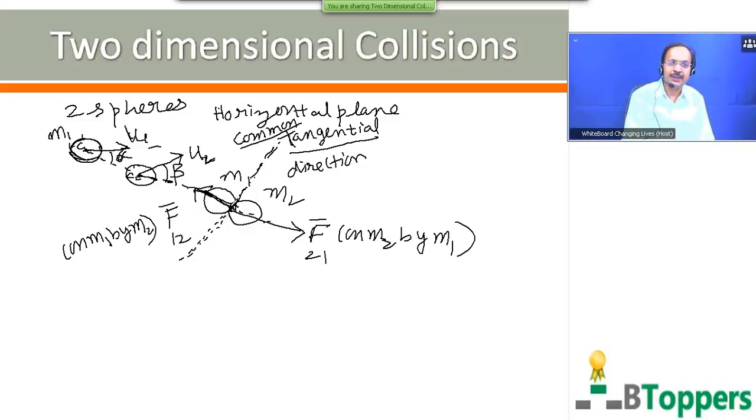Therefore, the momentum of each sphere in the common tangential direction remains unchanged during the time of collision. The impulsive forces have no component along the common tangential direction, therefore the momentum of each sphere in the common tangential direction remains unchanged. That means the final momentum of each sphere in the common tangential direction just after collision will be the same as the initial momentum of each sphere in the common tangential direction.